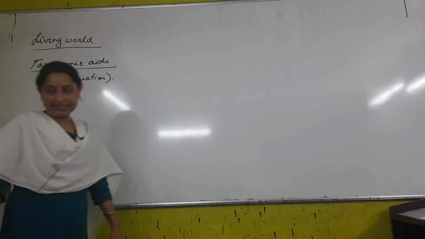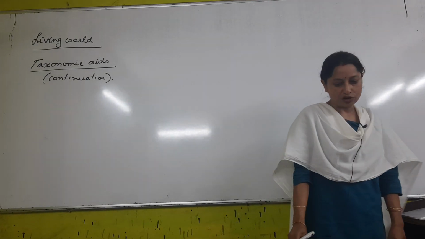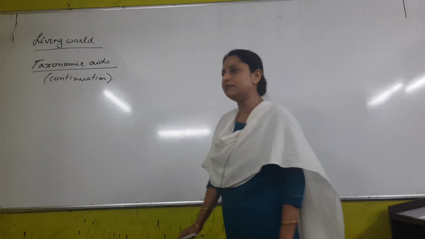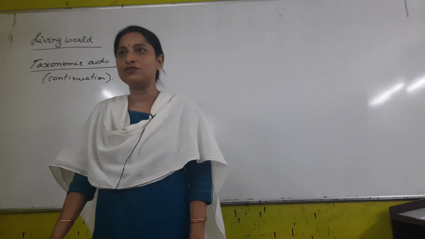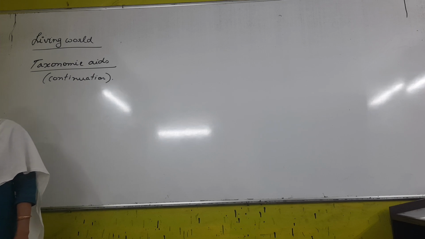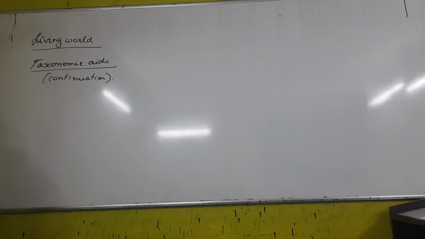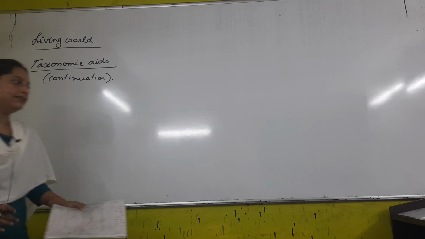Okay, let's start a chapter. We were discussing taxonomic aids, and we have talked about botanical gardens and zoological parks. I think, did we speak about zoological parks? No, only botanical garden. We completed the botanical garden and started with herbarium. Almost all the information on herbarium we have written, and the last part is called type species, right? Certain other terms are related with herbarium.